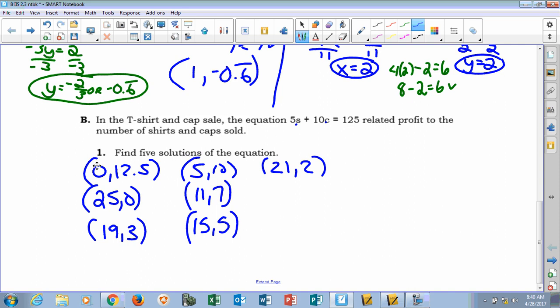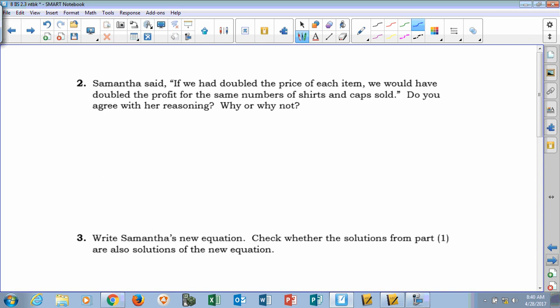All right, so number 2 says, Samantha says if we had doubled the price of each item, okay? Remember, the original equation was this, right? $5 a profit per shirt, $10 a profit per cap, and it was $125 profit. So she said if we doubled the price, we would have doubled the profit for the same number of shirts and caps sold. Do you agree with her reasoning? Why or why not?